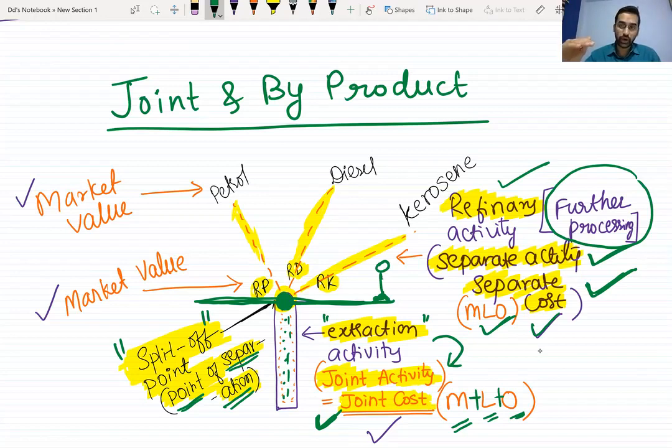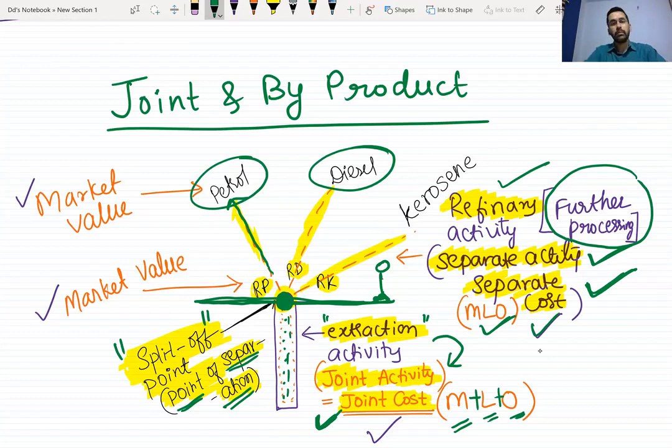What am I going to do after this? Further, I'm going to process it. In petroleum industry, it is called refinery. It need not be refinery in every industry. I took the example of petroleum industry. Now, you tell me, once you do the further processing, ultimately you're going to sell petrol, diesel, kerosene. But is there anyone who is stopping you from selling raw petrol, raw diesel, raw kerosene?